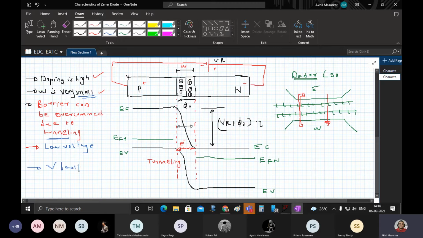Electric field is very small. If the electric field is small, then the velocity of the electrons which are tunneling is small. And if velocity is small, half mv square, which is the kinetic energy of the electron, is also very small. So if the kinetic energy is less, then the diode can sustain this tunneling. If the kinetic energy is high, then the diode cannot sustain the energy.